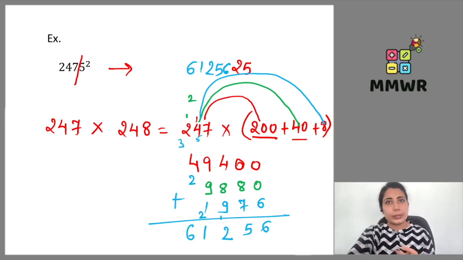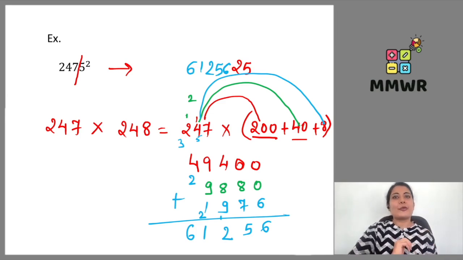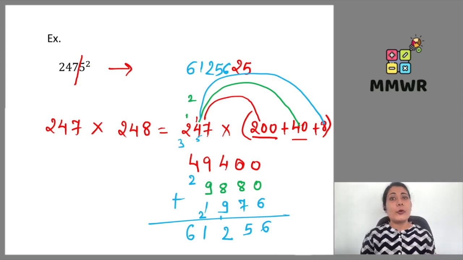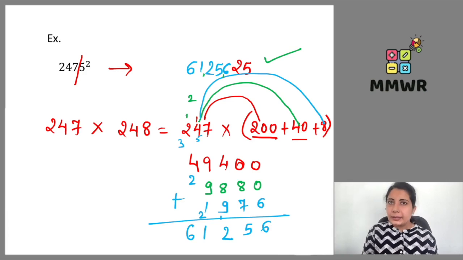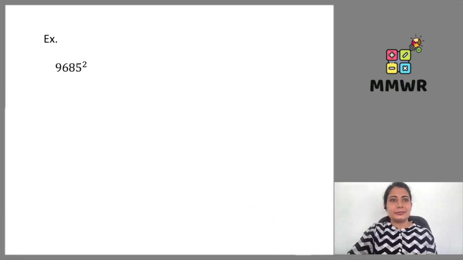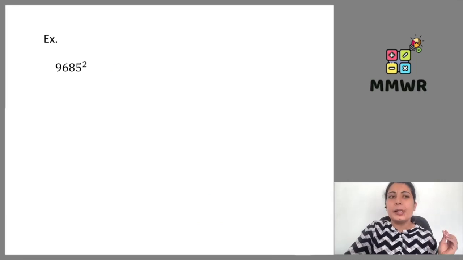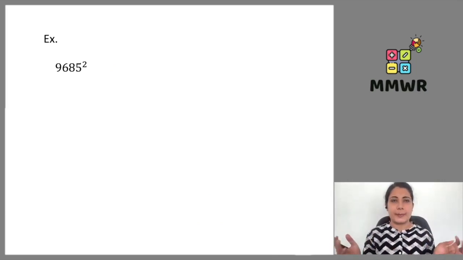But we do not have to only take the product. We have to find the square of 2475. So the square of 2475 is 6,125,625. Isn't it an easy method? Yes. This is the last example because we have taken enough examples.